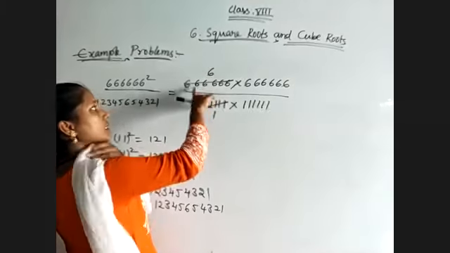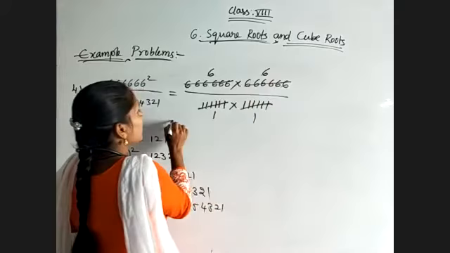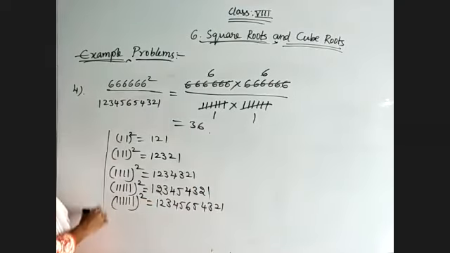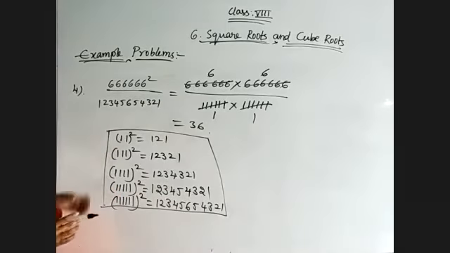1, 11, 111, 6; 6, 66, 666, which will be equal to 6, 6, 36. That's what. So observe this pattern. This one we already discussed. Okay.